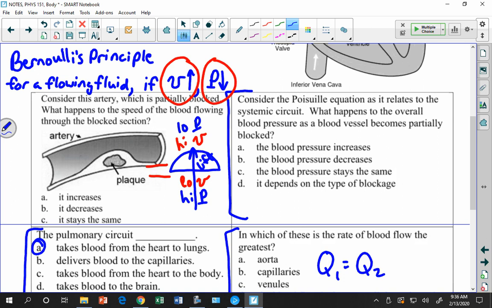And it's important here because if I get plaque inside of an artery, I've decreased the area of that section. So let's try this question, the one on the left, and I'll add an additional question. The first is not really due to Bernoulli's principle at all. It's just the continuity equation. But what happens to the speed of the blood flowing through this blocked section? Does the speed of the blood increase, decrease, or stay the same? Not really Bernoulli's principle here. We're dealing with something else. But let's ask this question.